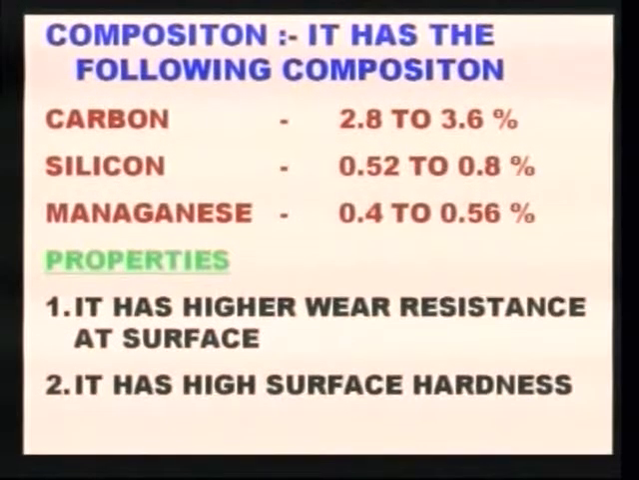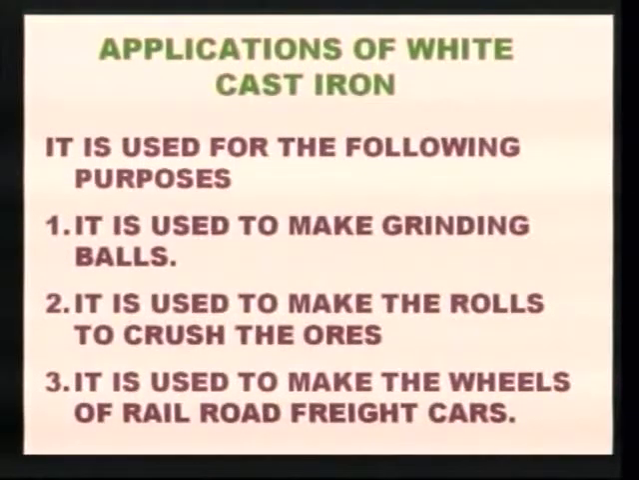The following are some of the properties of chilled cast iron. It has higher wear resistance at the surface, and it has high surface hardness. Now we will see some of the applications of chilled cast iron. It is used to make grinding balls. It is used to make rolls to crush the ores. It is used to make the wheels of railroad freight cars.